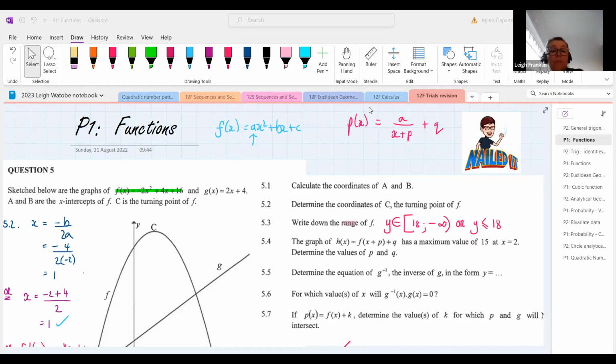So what they're trying to imply in question 5.4 is that a transformation has taken place. Right, f of x has been transformed in some way. Now, the plus q at the end implies that a value has been added onto y. Y in this case is h of x. So when we add onto y or subtract from y, we are translating or shifting the graph up or down.